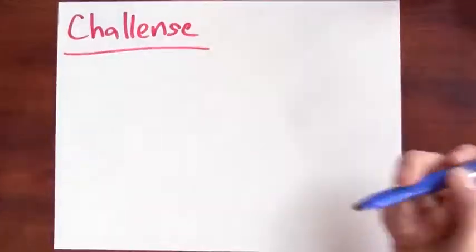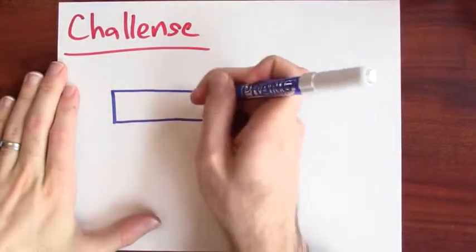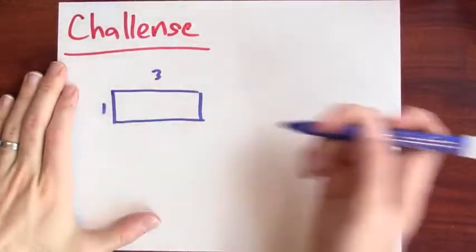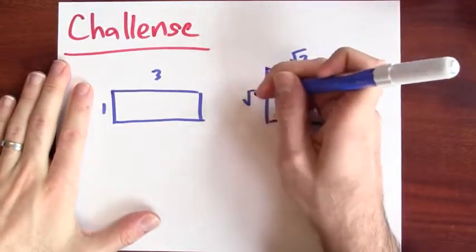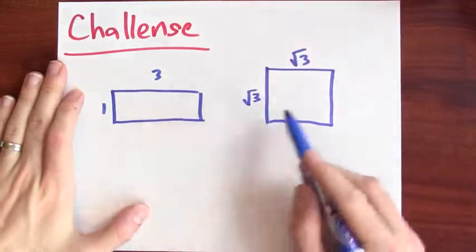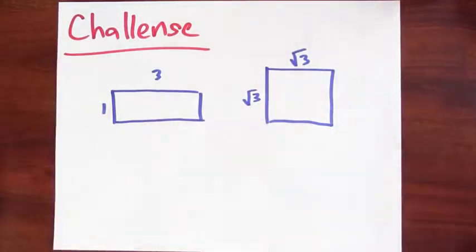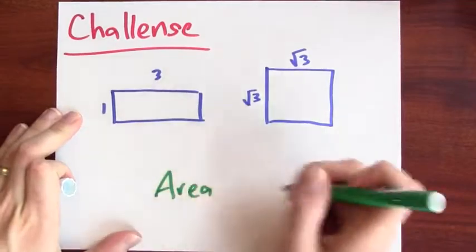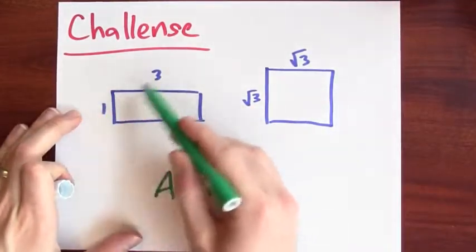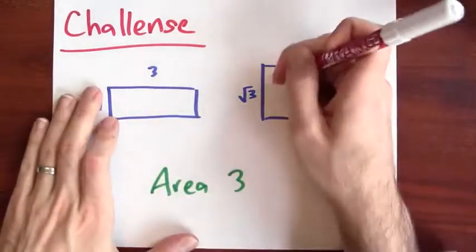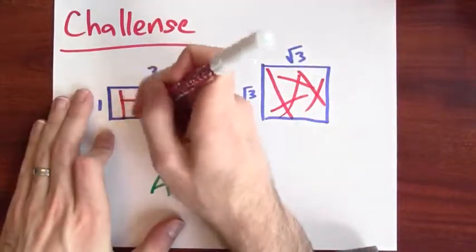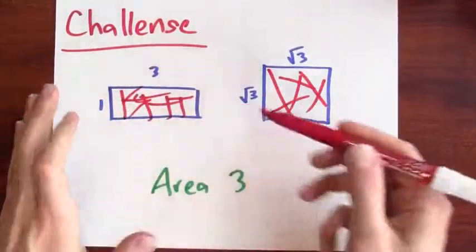Well, here's a challenge for you right along these lines. For instance, can you take a 3 by 1 rectangle and a square of side length root 3 and visibly show that these things have the same area? I mean, yes, the calculation is telling me that they both have the same area of 3. 1 times 3 is the same as the square root of 3 times the square root of 3. But what I'm looking for is some sort of geometric proof where you cut up this thing and rearrange those pieces to build this thing. That's your challenge.